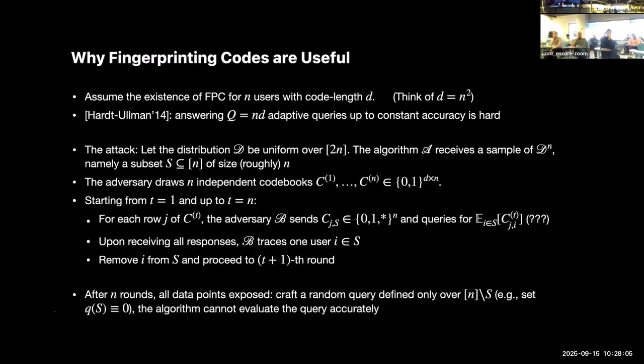After all these n rounds, it must be the case that all these data points are compromised, or the adversary has learned the exact subset. At that stage, you can craft a random query defined only over the remaining part of the domain, 2n subtract S. One way you can accomplish this is to set Q sub S to be identically 0 and set Q on the other elements randomly. Then the algorithm cannot evaluate the query accurately if it does not see the whole evaluation map.